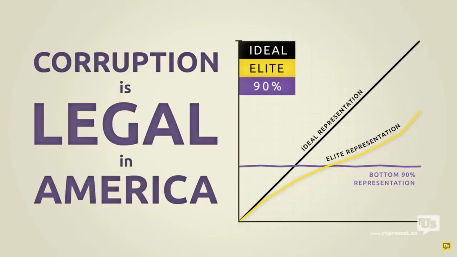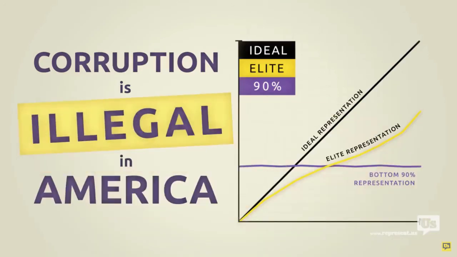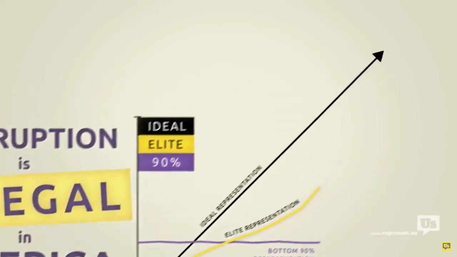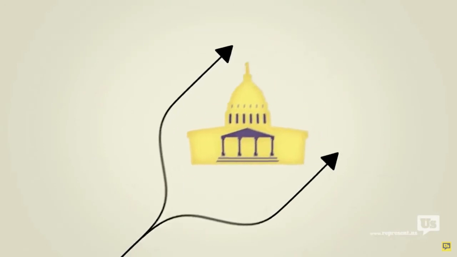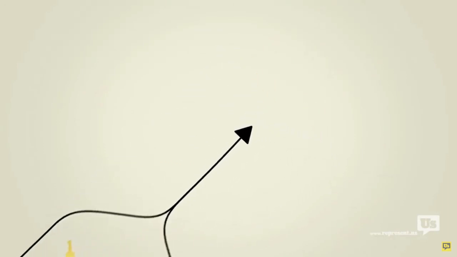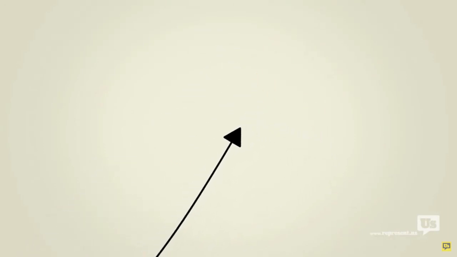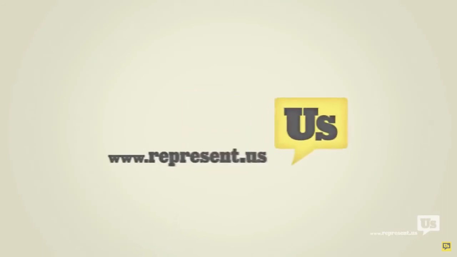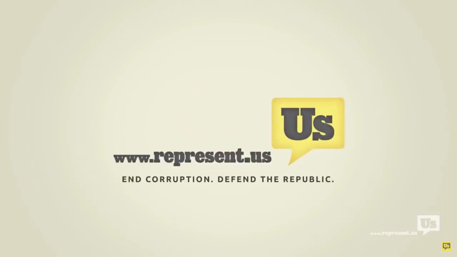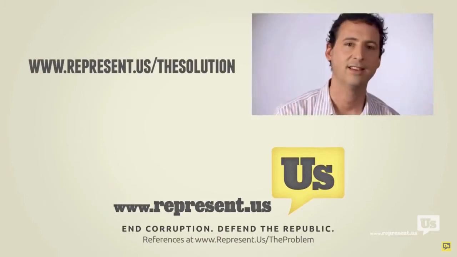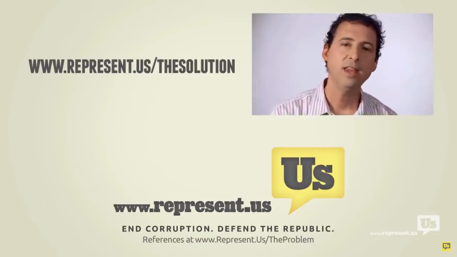The solution here isn't rocket science. Make corruption illegal. We already know Congress won't do it. I mean, one look at this chart will tell you that. What we need is a plan that lets us go around Congress and do what the American people do best. Fix this mess ourselves. Well, good news. We have that plan and it's already working. Now that we've got the problem covered, let us show you how to be part of the solution.